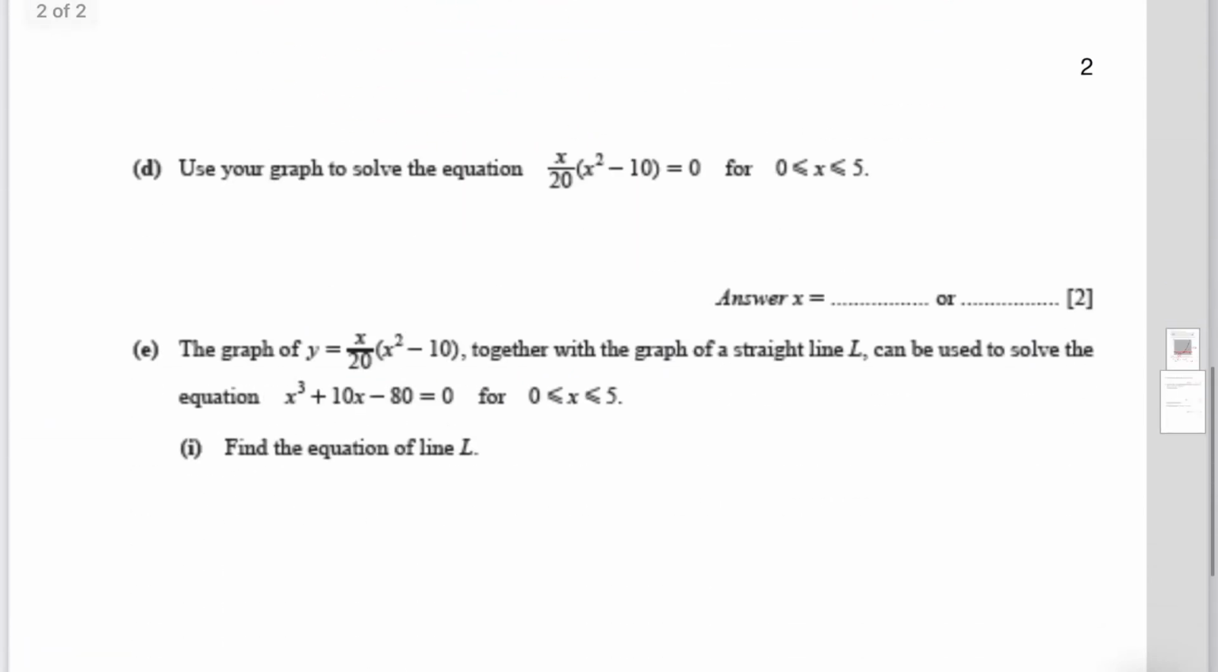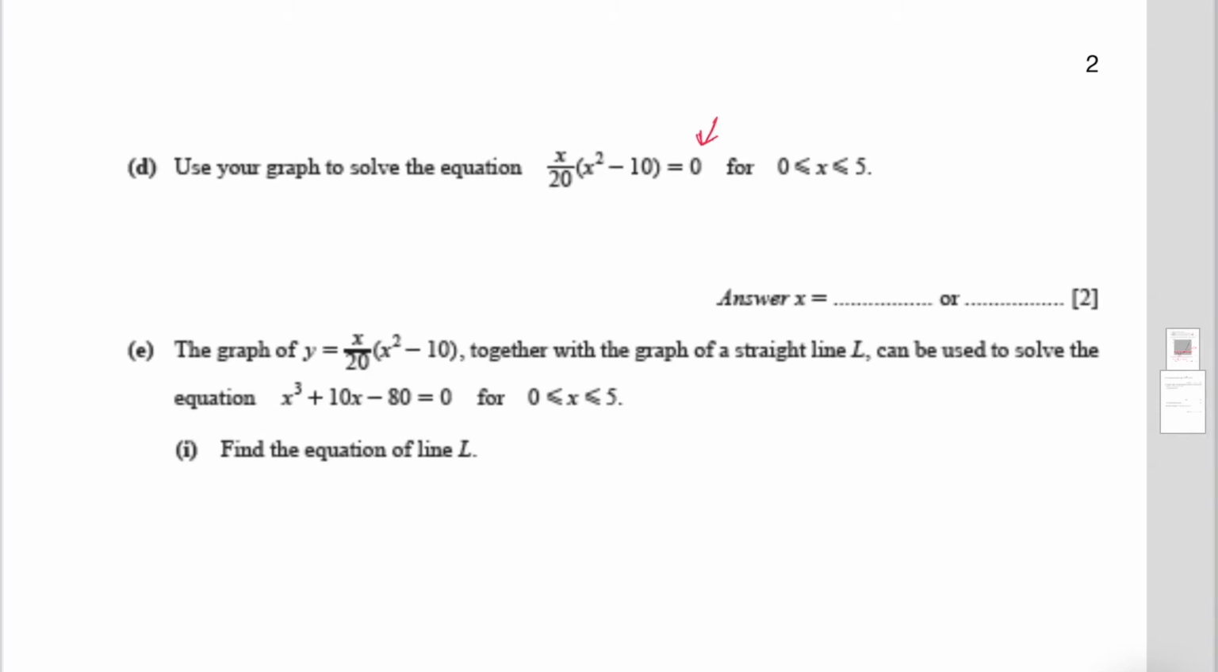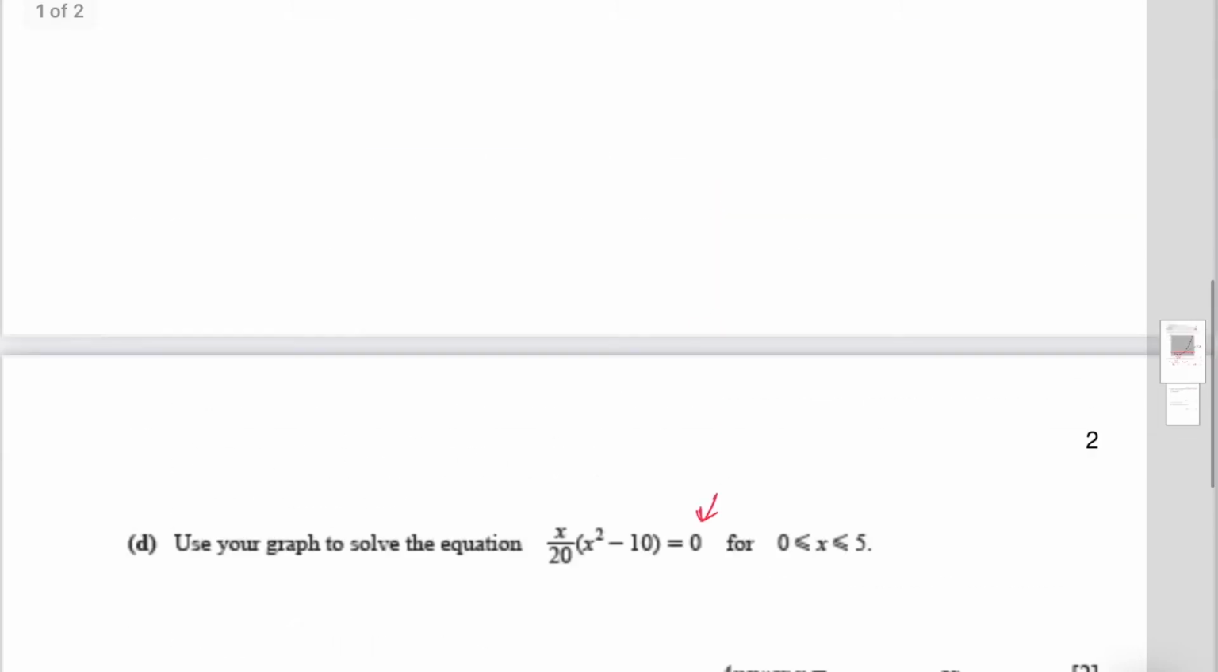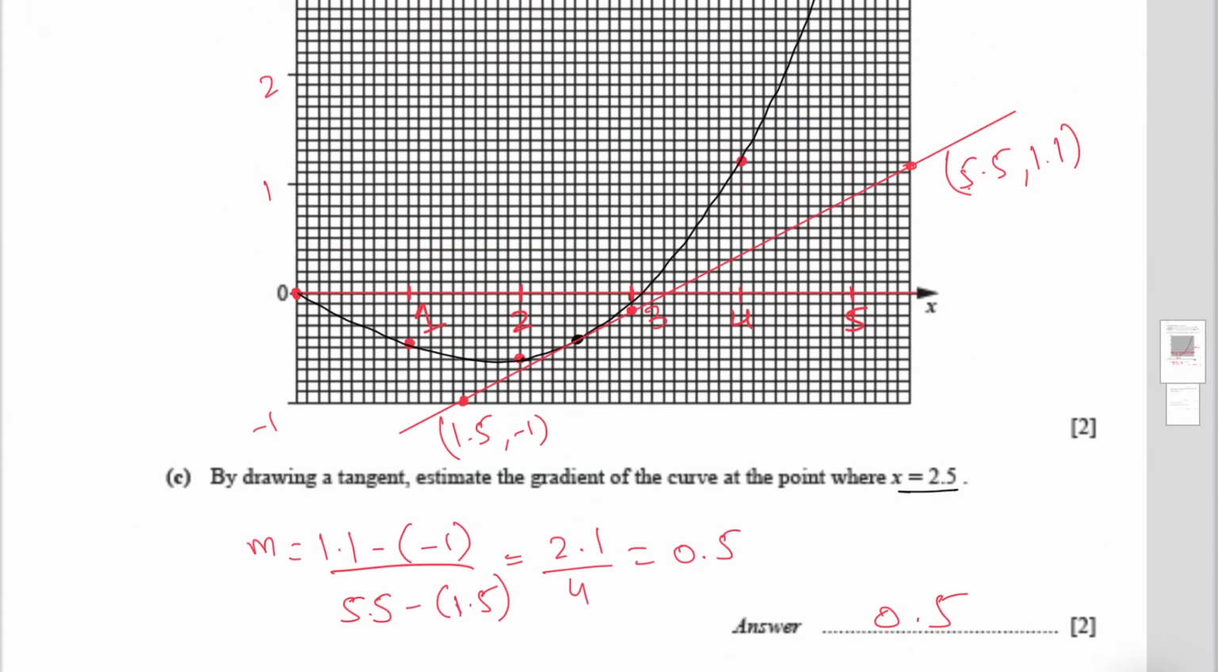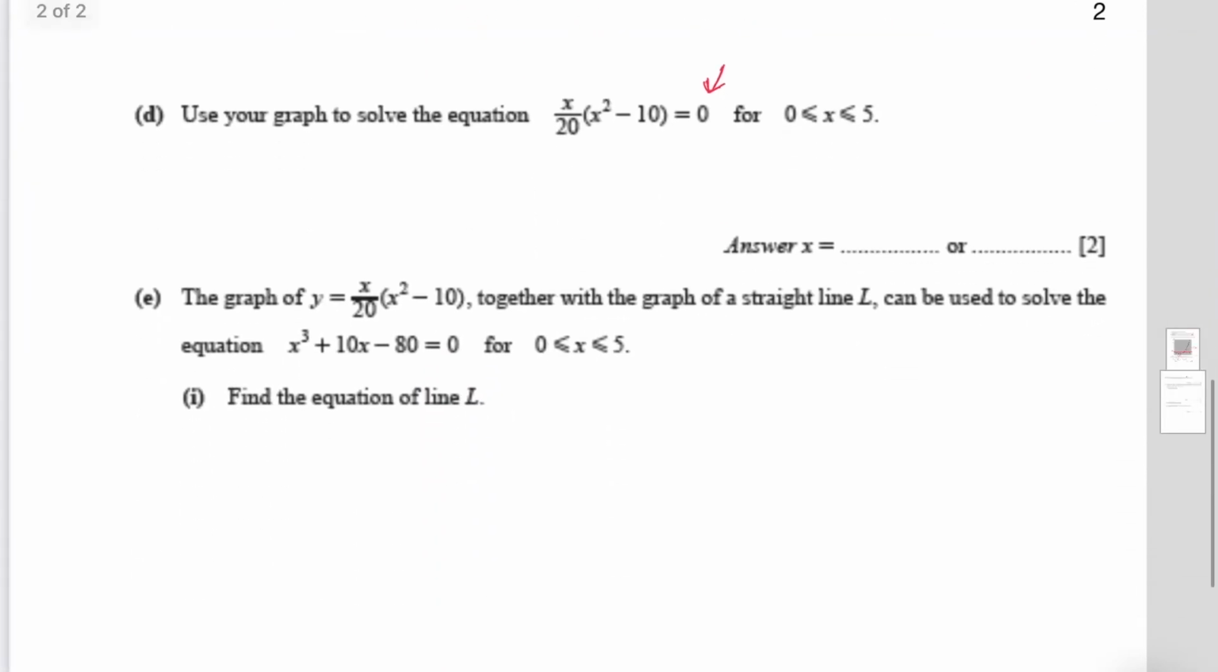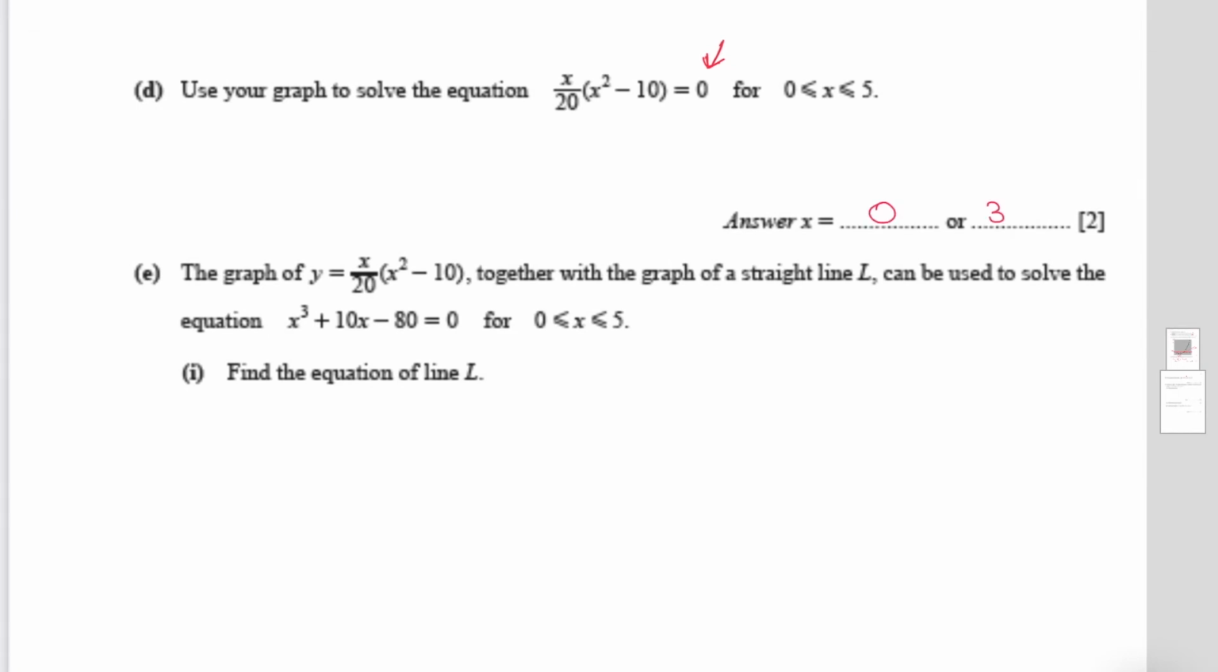The next part says use the graph to solve the equation x over 20 times x squared minus 10 equal to 0 for 0 to 5. Okay, what this means is the y value in this graph is supposed to be, of course, 0. That means they're talking about the x-axis. The x-axis has two different values of x. One is over here and the other one is right here. So one of the values is 0. The other value over here is going to be 3.1. So let's write down these values. One of the values is 0. The other value is 3.1.